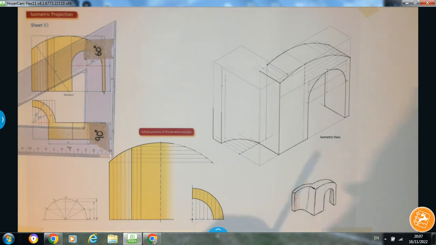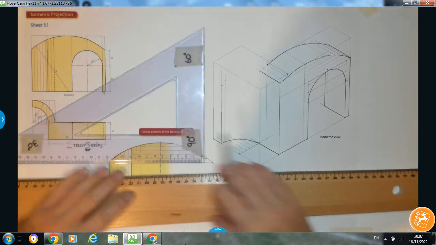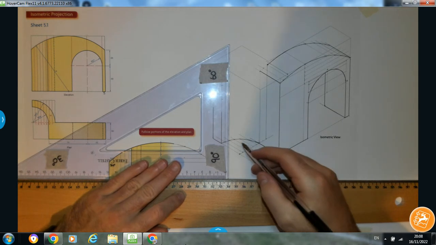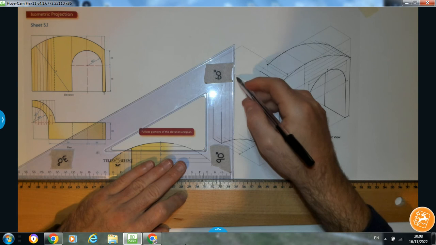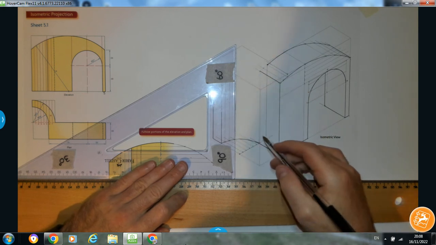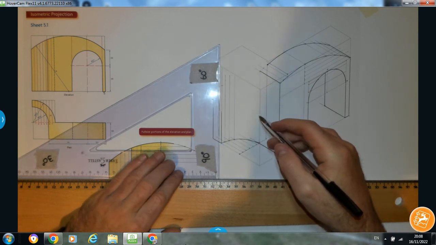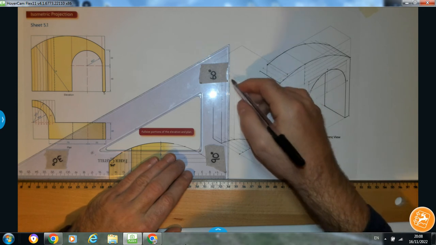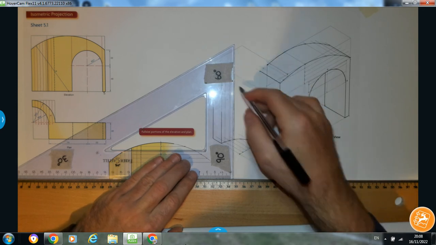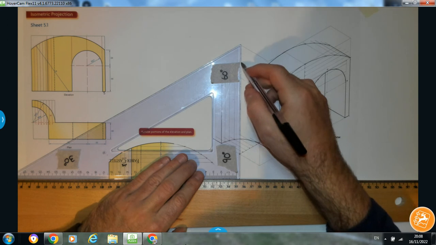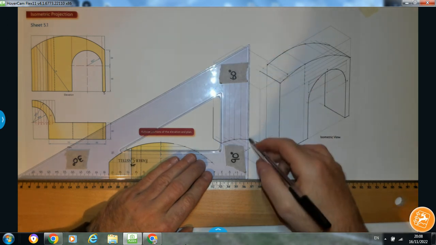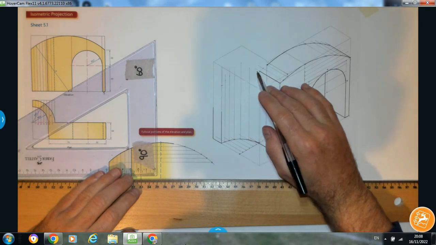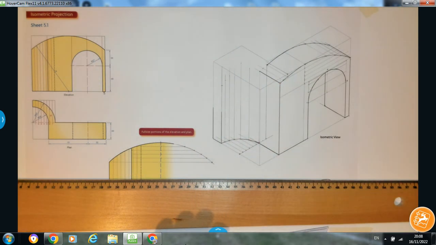So what I'll do first of all is put in those vertical lines. It's ever so slight a curve. Now one more here. They will all help me connect up to this point. Every one of them.